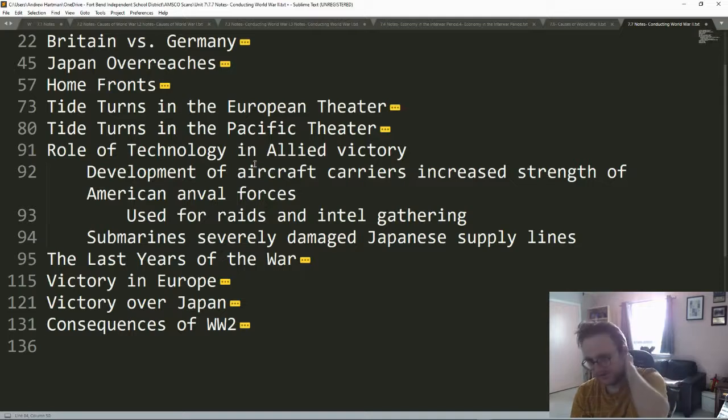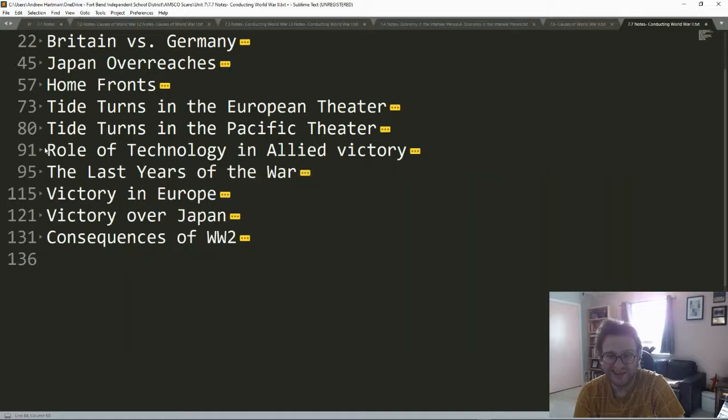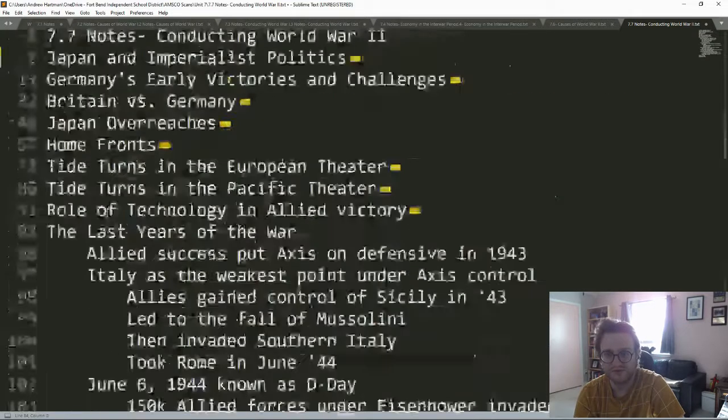And then also the submarines in the Pacific really ruin the Japanese supply lines, which was already kind of the thing that was going to end up hurting the Japanese, and now it's going to hurt them even worse, right?